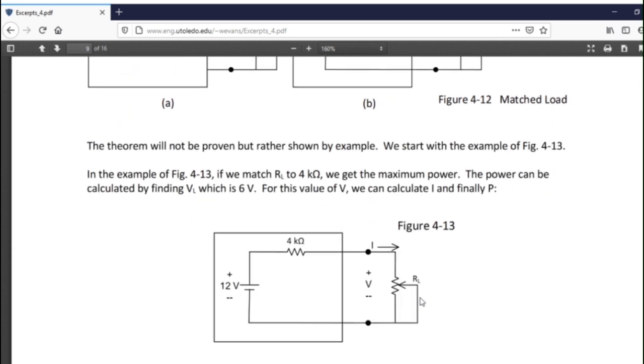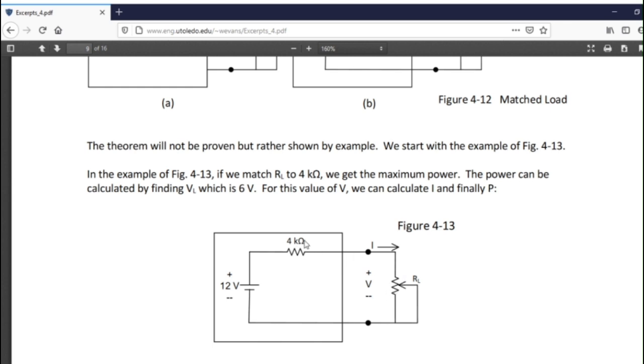So how do you find out the maximum power out of this circuit right here? Well, you set RL equal to R Thevenin. Now what does that do? That drops your voltage across here from 12 volts to 6 volts, so you only get 6 volts out. But that said, you're going to get more power out if you do that.